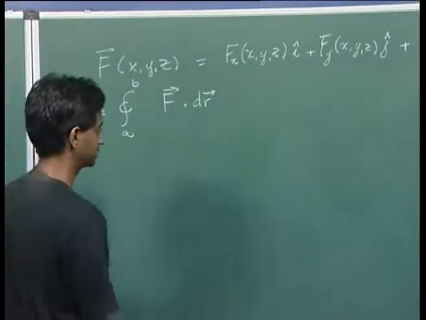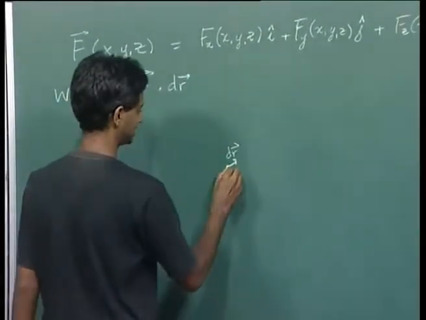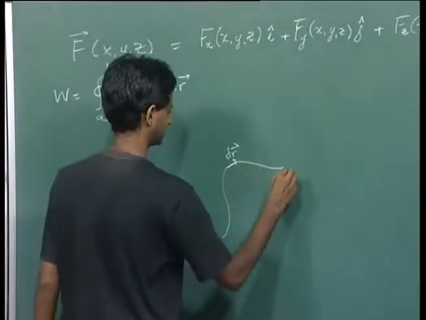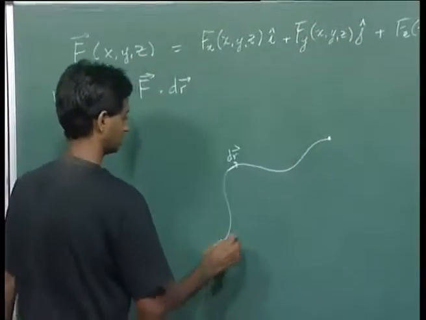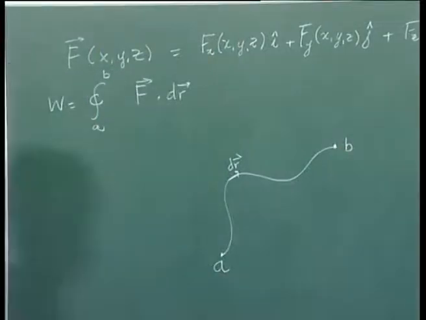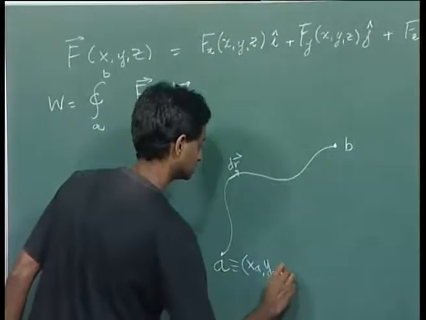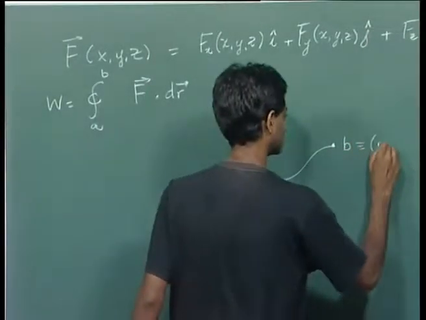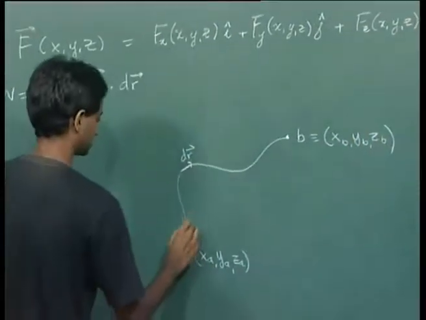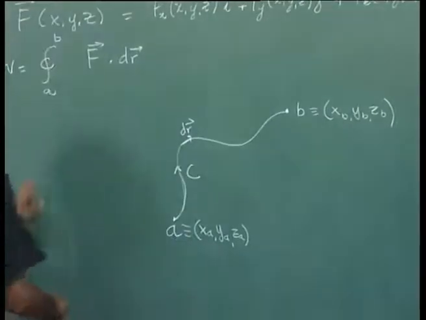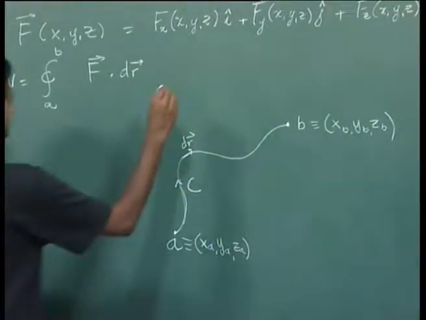If I show the displacement, so you have a dr, okay, and this dr is part of this path. So you are going from point A to point B. These are 2 points in 3-dimensional coordinate space. And this is the path which is called C. Okay, so this is the path C, and you can clearly see that the work is nothing but a line integral.